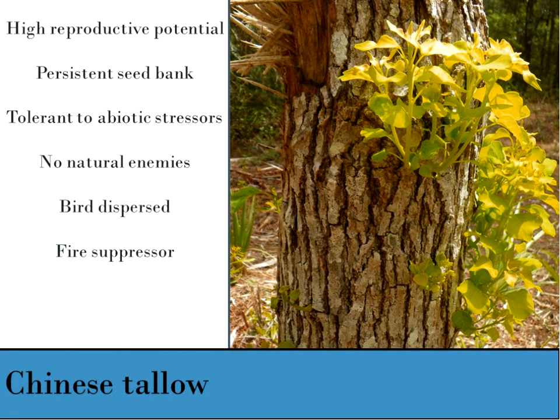It is also considered a fire suppressor in the habitats in which it invades, especially in the southeast, which are usually fire-frequent ecosystems. It has rapidly decomposing leaf litter in comparison to our native species, and this basically disrupts the surface fuel loads and renders habitats inflammable.